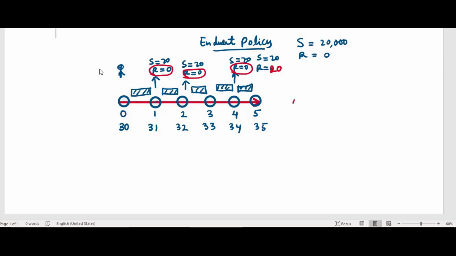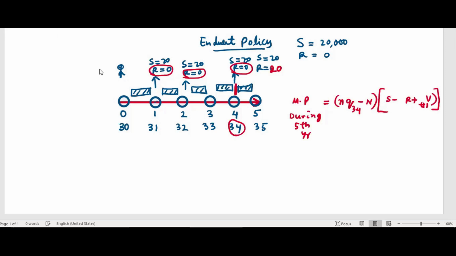So if you are finding mortality profit during the last year, suppose I write during the 5th year, then if I write the formula, here you need to know the number of people at this point, N, and q34, minus the number of people who will die. These will be given in the question, N and capital N. q34 you need to see in the table, and the formula is S minus R minus V(t+1). And remember here in this case, R is 20, S is 20.